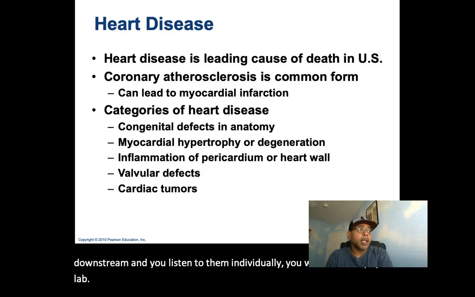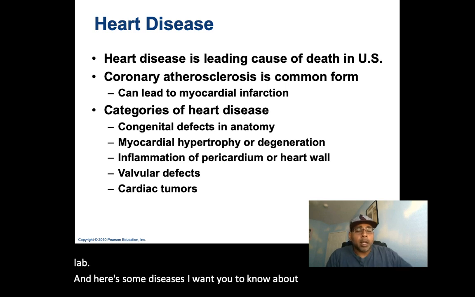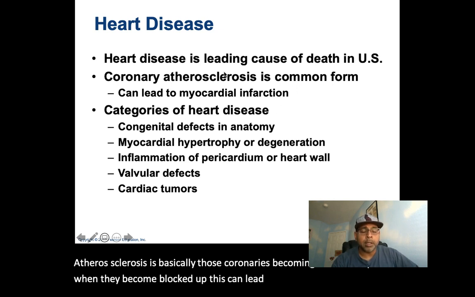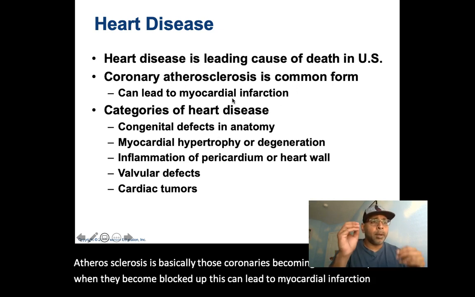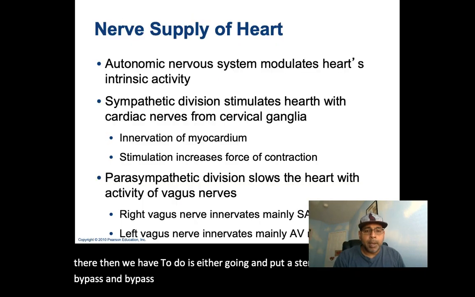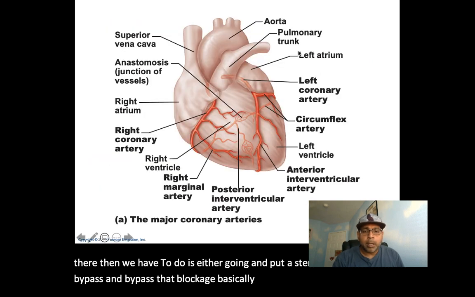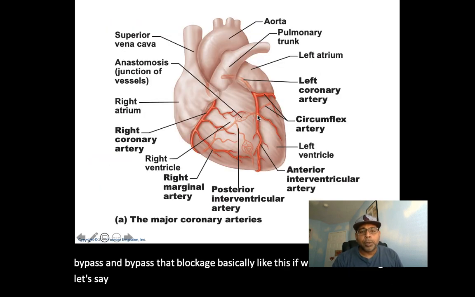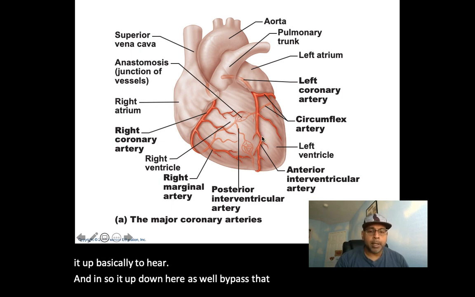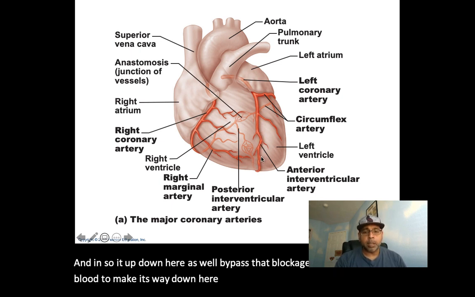And here's some diseases I want you to know about as well. Coronary atherosclerosis is basically those coronaries becoming blocked up, and when they become blocked up, this can lead to myocardial infarctions. And there then what we have to do is either go in and put a stent if we can, or do a bypass and bypass that blockage, basically like this. If we see the blockage is, let's say, right inside of here, we'll do a bypass where we'll get another vessel, sew it up basically to here, and then sew it up down here as well, bypass that blockage and allow that blood to make its way down here and continue to perfuse the tissue down here.